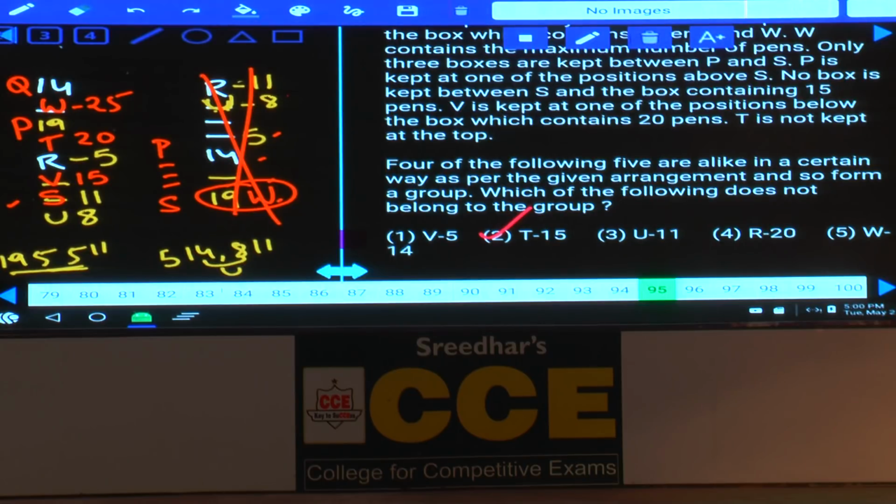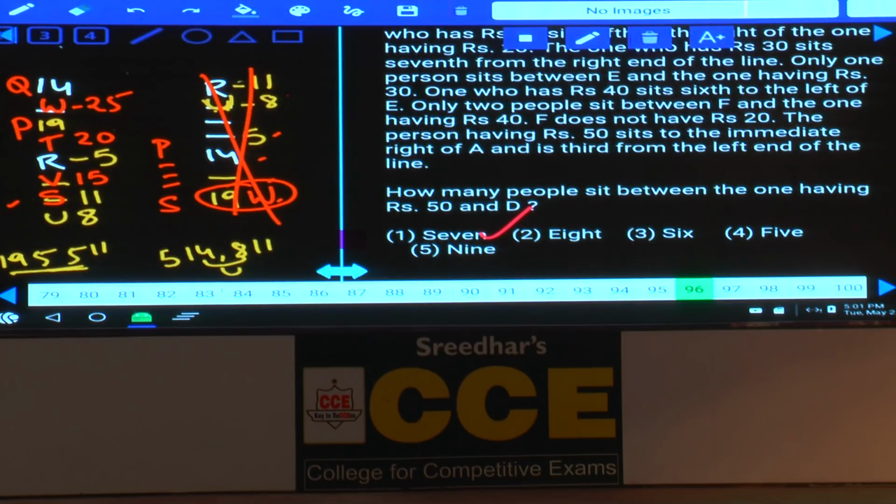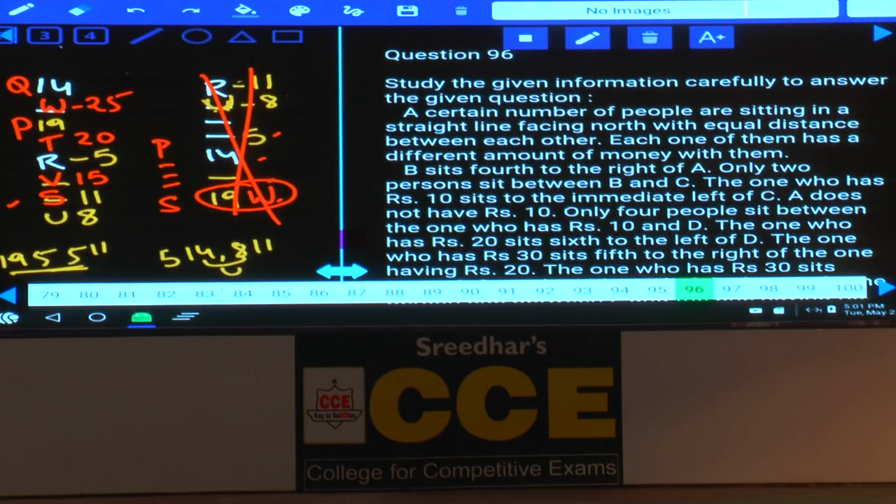Done? Then after this 91 to 95, 96 to 98. Now question numbers 96 to 98. What is the information here? A certain number of people, this is again important. A certain number of people are sitting in a straight line facing north with equal distance between each other.